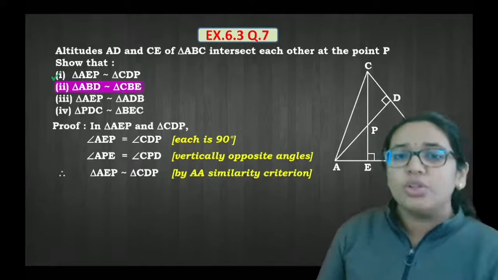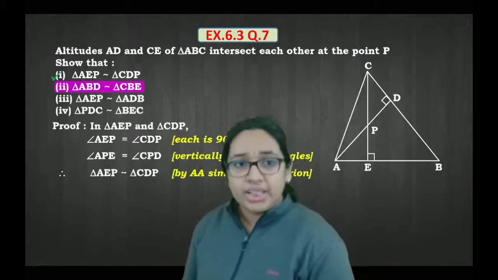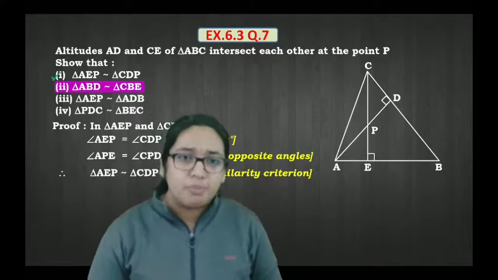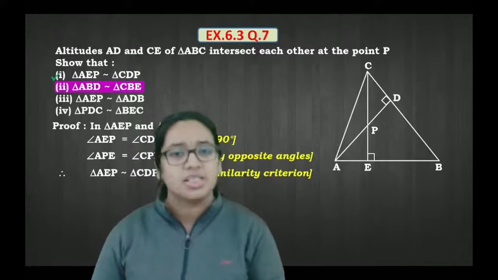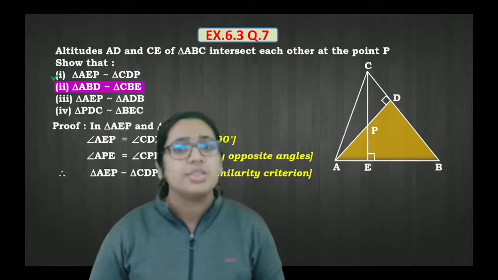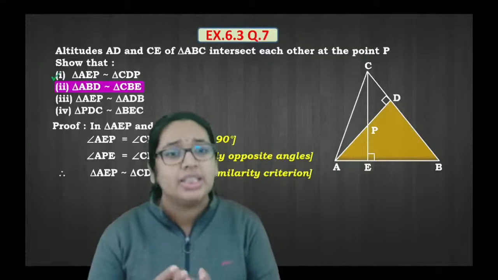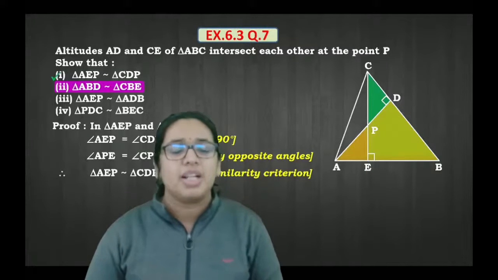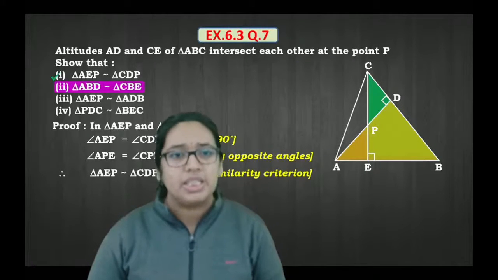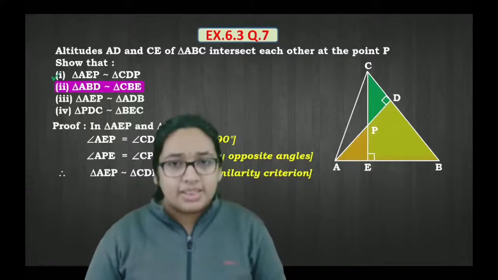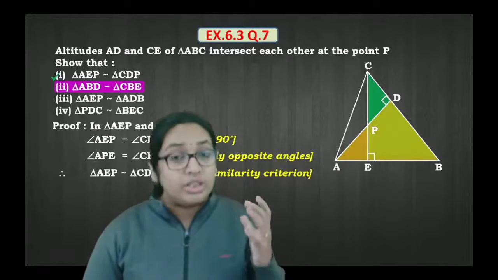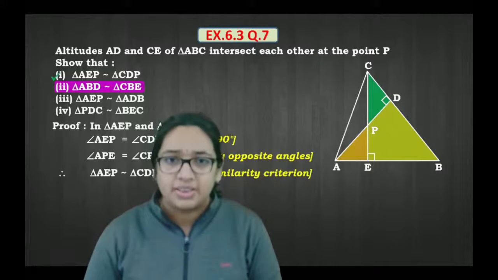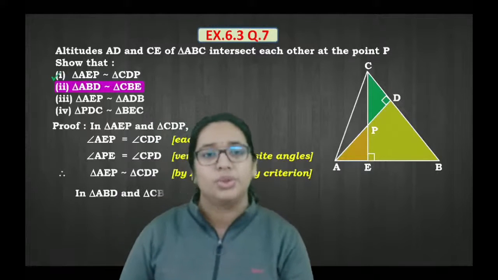What is the second one? Look. We have to check that triangle ABD and CBE are similar triangles. So this will be our triangle ABD and this will be our triangle CBE. Getting this one? Okay, so which common parts do you see between these two triangles? We'll go through it.